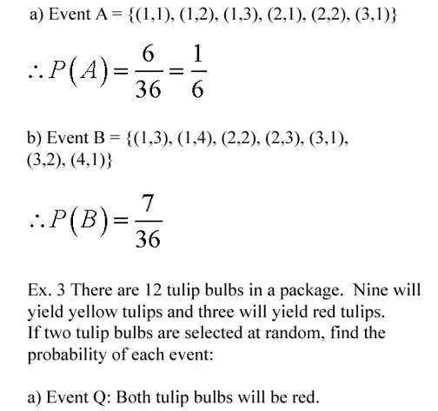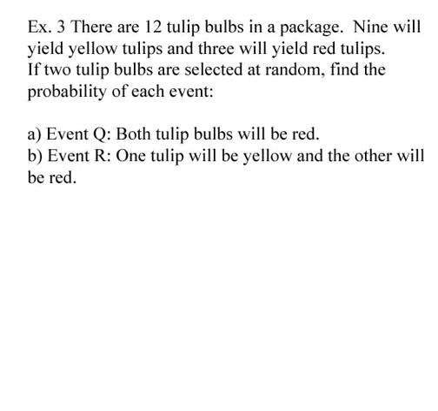All right, for a moment now, we're going to get away from rolling dice and focus on this particular problem. If we have 12 tulip bulbs in a package and 9 of them will develop and grow into yellow tulips, 3 will yield red, and if 2 tulip bulbs are selected at random, find the probability of each event. So if you think this sounds similar to the probability of taking marbles out of a bag, pretty much sure.